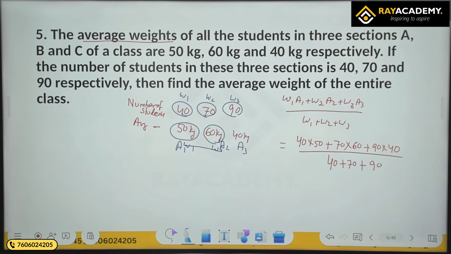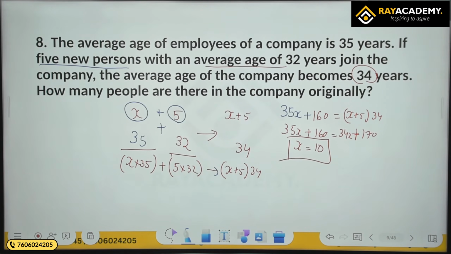So what is the initial total? Initial total was X multiplied with 35. And the final, the 5 persons join. So what is the total of their ages? That is 5 multiplied with 32. So these things are added and you got X plus 5 into 34. Okay, hope you understood this solution for this question. Let's move to next one.